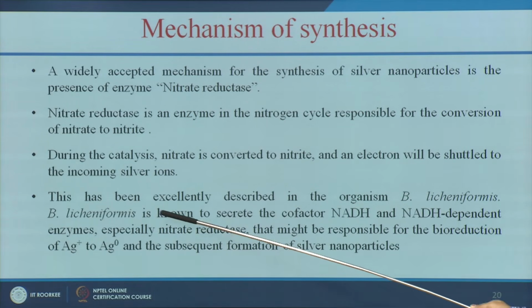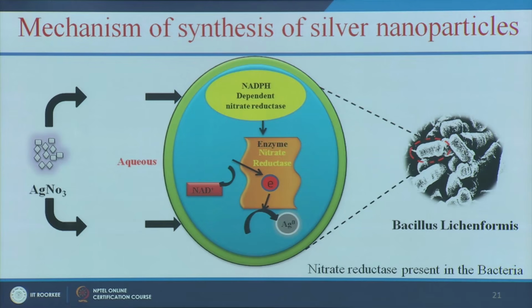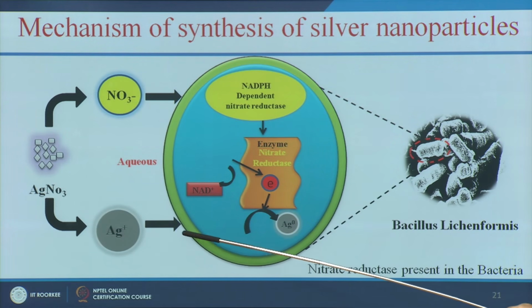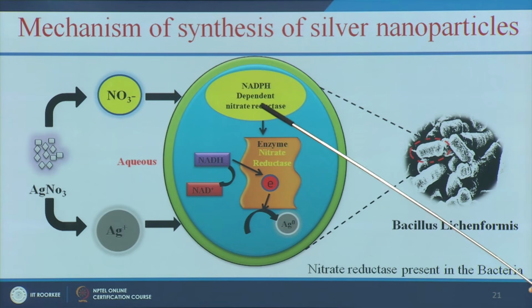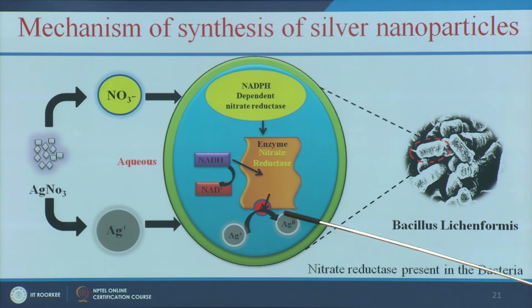So this Bacillus microbe is known to secrete cofactors like NADH and NADH dependent enzymes. So this will be converting this Ag plus to Ag0 and to the formation of silver nanoparticles. So this animation will give you an idea. The silver nitrate is converted into Ag plus, and this nitrate reductase enzyme and this NADH is going to convert this Ag plus to Ag0 silver nanoparticles.